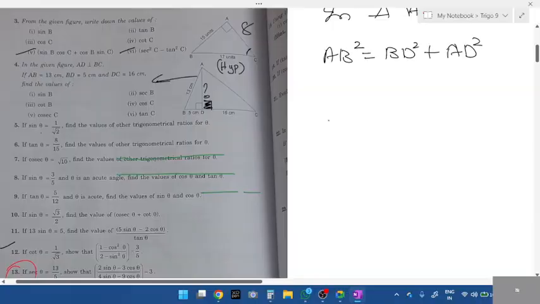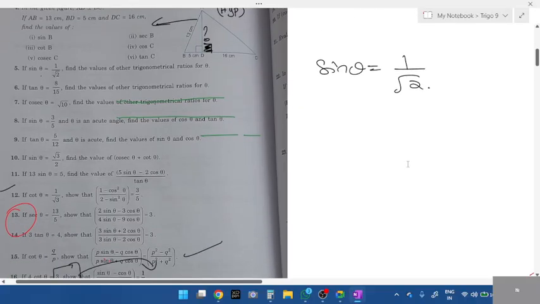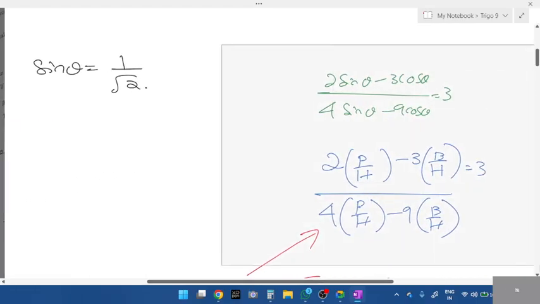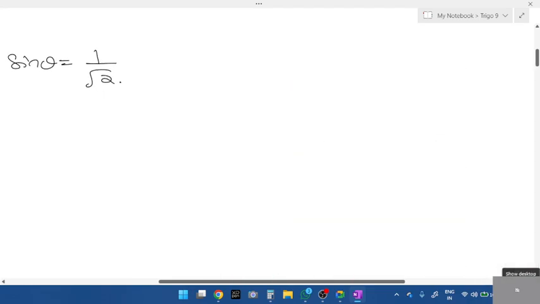In the fifth question, what is given? Sin theta is equal to 1 by root 2. What have they asked us to find? The other trigonometric ratios. Total how many trigonometric ratios do we have? Six. Apart from sine, what are the other things?